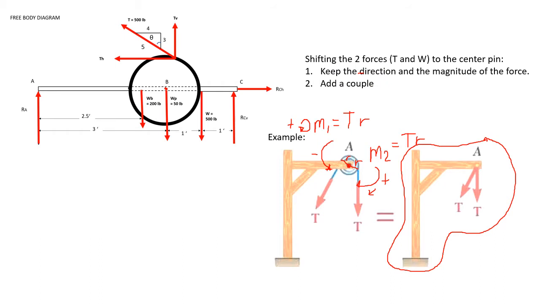So since we have basic knowledge about this concept, shifting the two forces, in summary, T and W, to the center pin. The number one step is to keep the direction and the magnitude of the force. Just like here, we kept the magnitude and the direction of the force T. The second one is to add a couple, just like what we did here, M1 and M2.